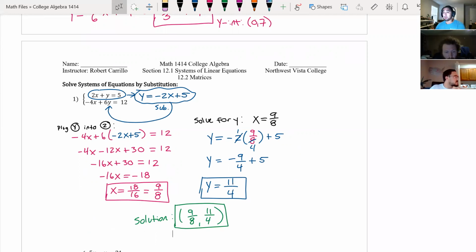Again, so that's the substitution method. You rearrange equation 1 for x or y and plug it into equation 2, or you rearrange equation 2 for x or y and plug it into equation 1. So that's how we work substitution.